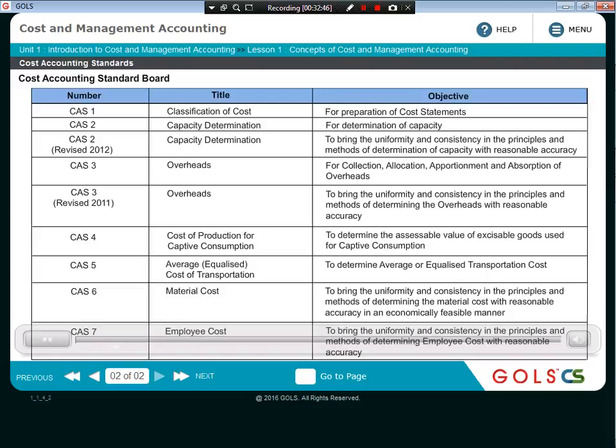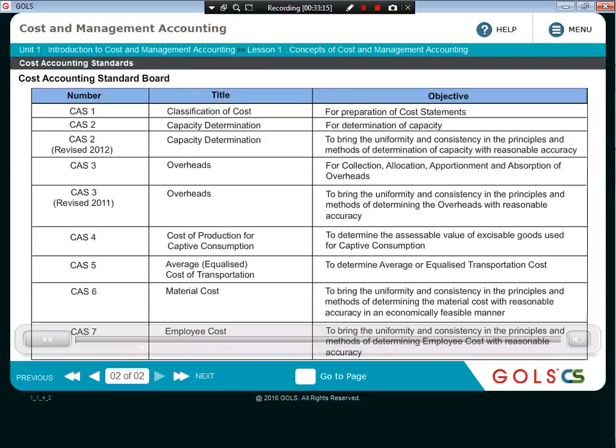The board has given 15 cost accounting standards and a document on generally accepted cost accounting principles, that is GAAP. The different 15 cost accounting standards, we are going to see one by one. Basically, the objective is to formulate the system to record or calculate the cost in a proper manner, and uniformity to be maintained with a reasonable and accurate calculation of cost.